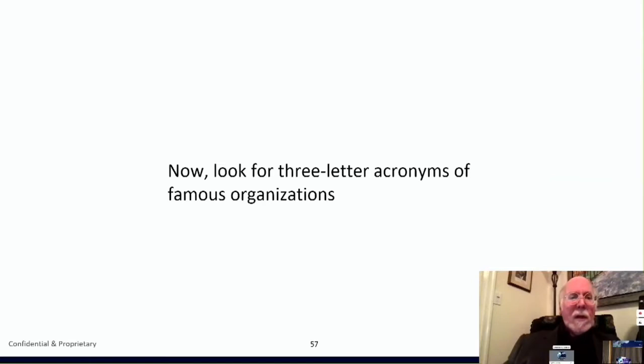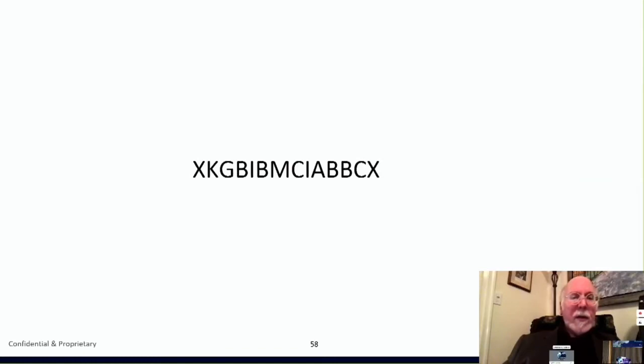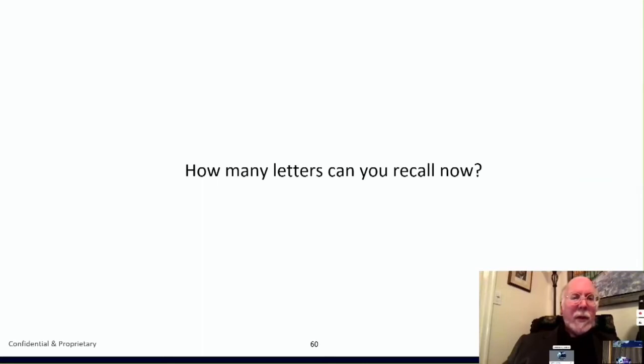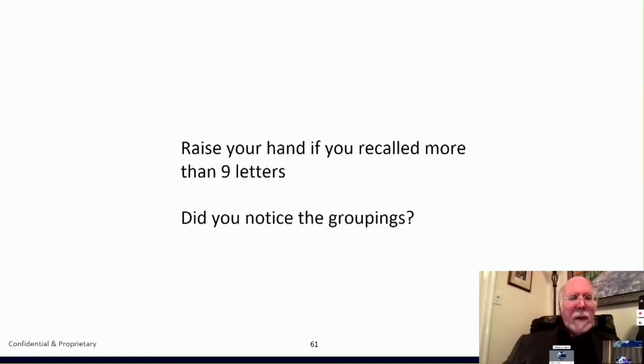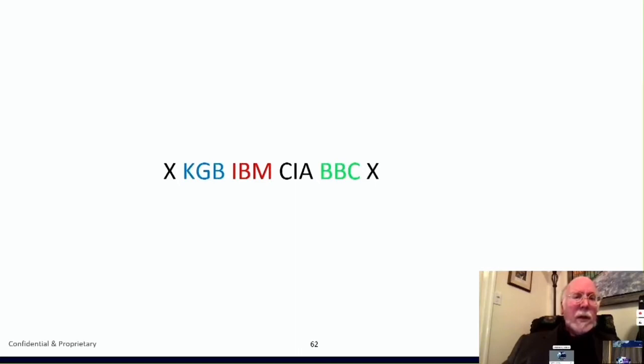Next slide, please. Now look for 3 letters that are sort of the symbol, the shorthand name, an acronym for famous organizations. How many letters can you recall now? Next slide, please. Raise your hand if you caught more than 9. Usually most of the room has their hands up. And then I ask, did you notice the groupings? Everyone who has their hand up noticed the groupings. Next slide, please.